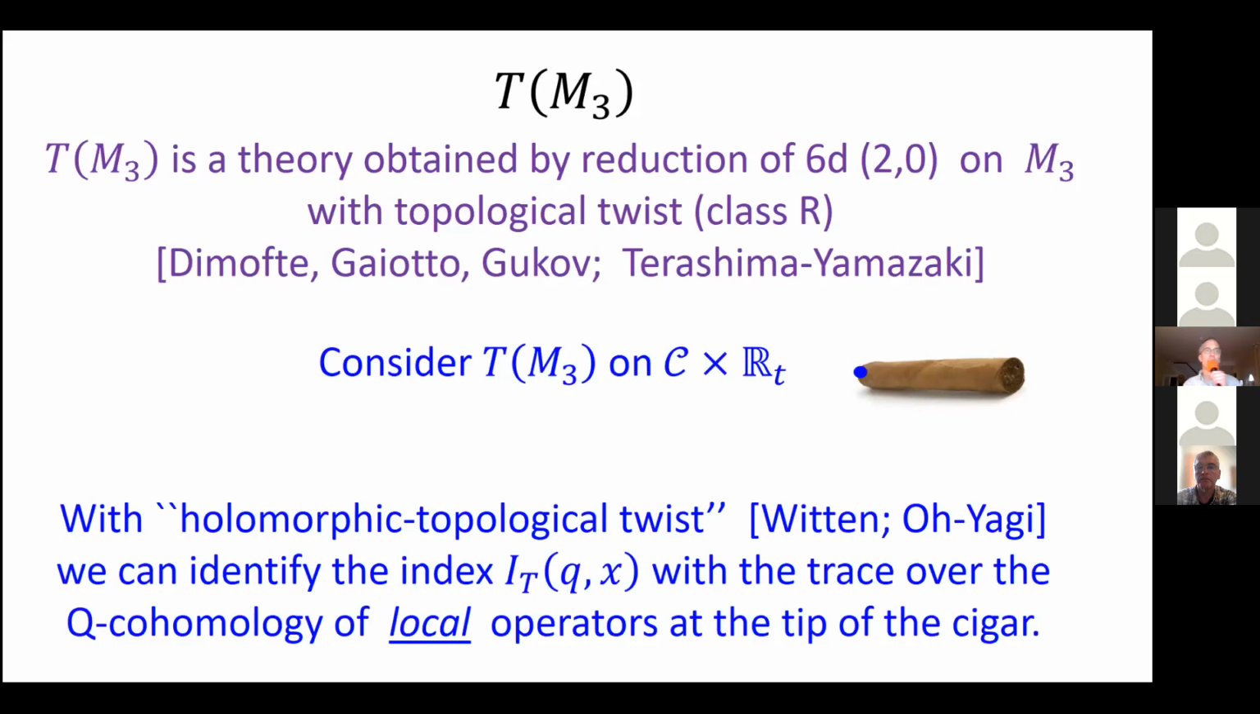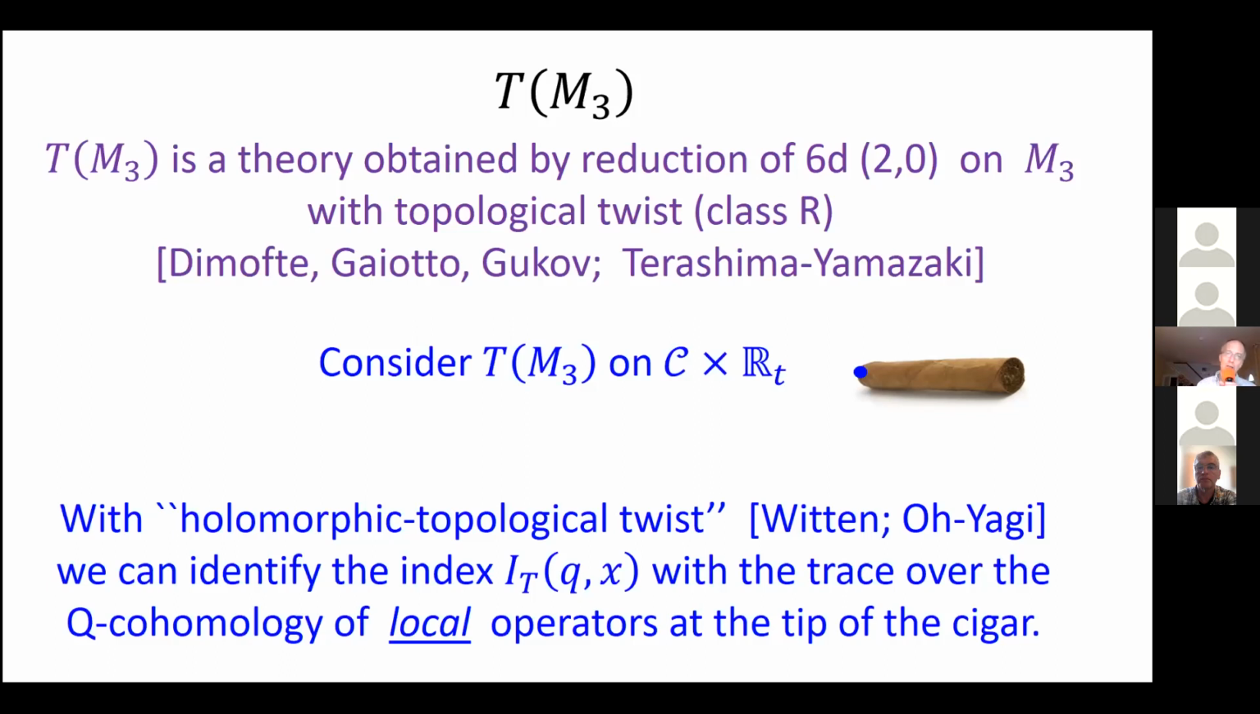So what is T of M3? Very briefly, the physicists believe in a six-dimensional supersymmetric theory. If you compactify that theory with a suitable partial topological twist on a three-manifold, you get a three-dimensional quantum field theory called T of M3. So I'm using here the identity that 3 plus 3 equals 6. T of M3 is a three-dimensional quantum field theory, and we can consider that theory on the three-dimensional space-time which is a cigar times time.